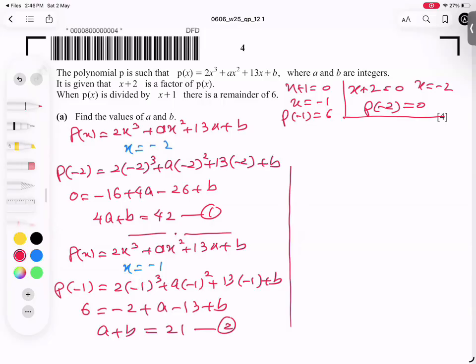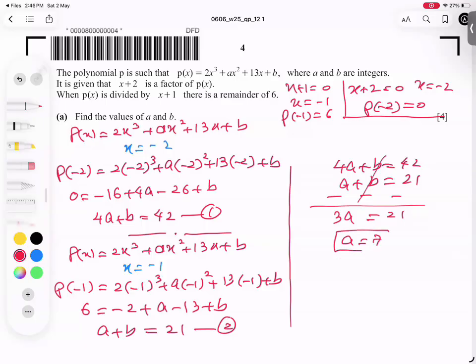So now how to do it? 4a plus b equal to 42 and a plus b equal to 21. I must change the signs. This cancels, 3a. And here I got 21. And a becomes 7. Done. This a I can plug into any equation. I plug it in here. So 7 plus b equal to 21, and b is equal to 21 minus 7, and b becomes 14.